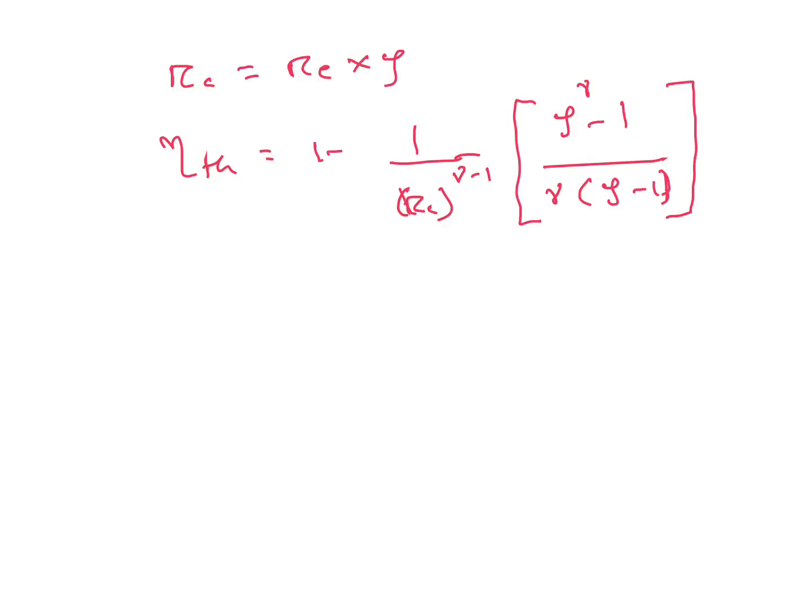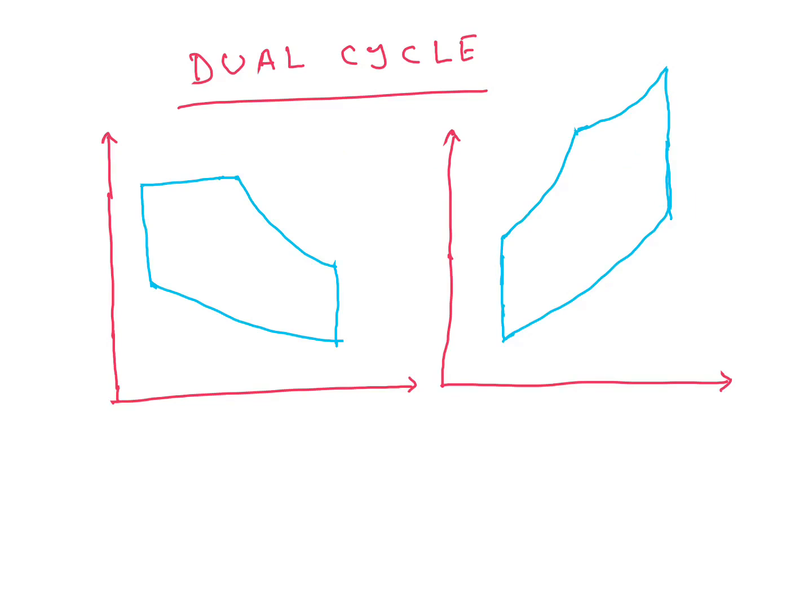Then dual cycle. PV diagram and TS diagram. 1 to 2 isentropic process, 2 to 3 constant volume process, 3 to 4 constant pressure process, 4 to 5 isentropic process, and 5 to 1 constant volume process.